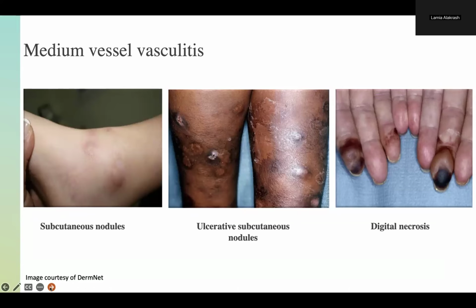Again, the same idea, other cutaneous manifestations can be seen, but the larger the vessel involved, the more aggressive the skin lesion you would expect because it's going to be deep. So you should expect more subcutaneous nodules, more ulcerations. All these can be seen in medium vessel vasculitis.